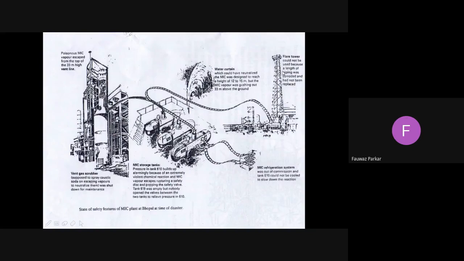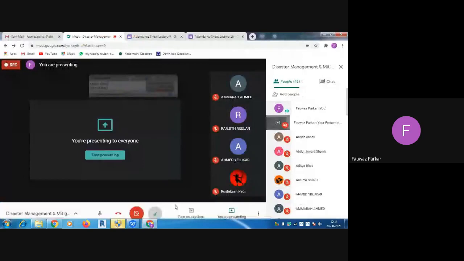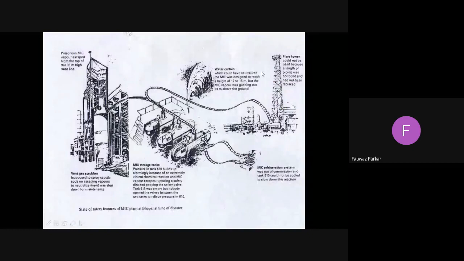It was just kaam chalane ke liye, as it is said, kaam chalane ke liye, woh chal raha tha, just dikhane ke liye. But actually nothing was working. It was there just for the purpose of showing the authorities that we have some safety walls, we have some safety mechanism, but it was not to the fore.